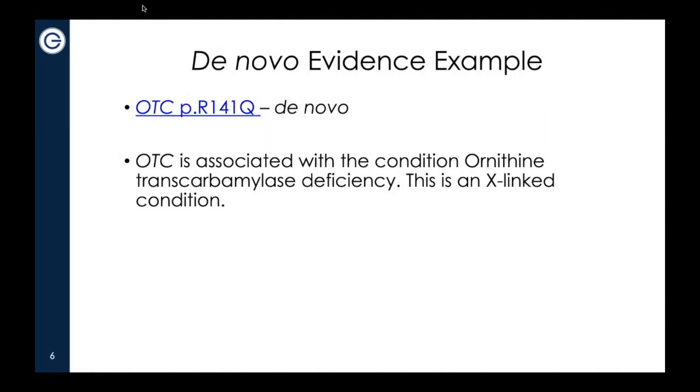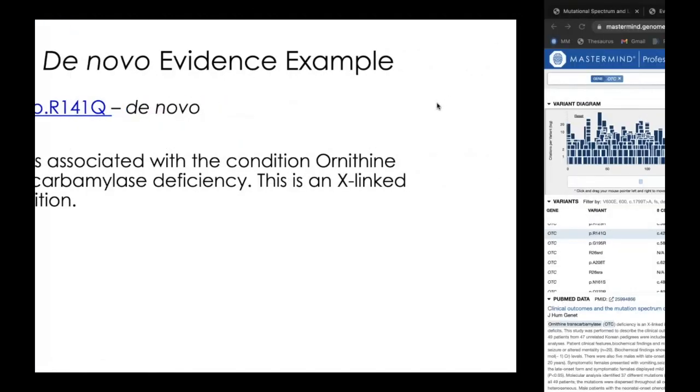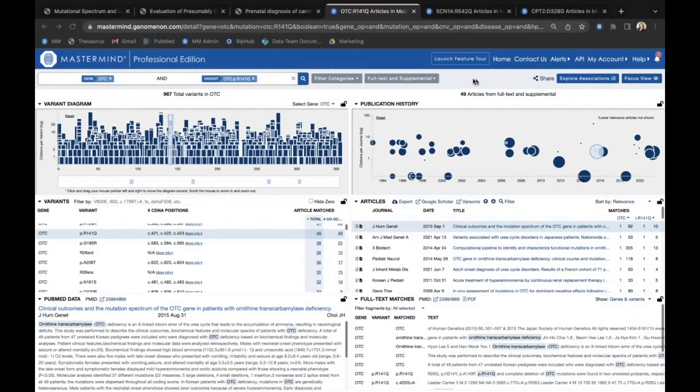So I'll use the example of OTC R141Q. OTC is associated with the condition OTC deficiency. And so I'll pull up this variant in the Mastermind interface. And before I actually get into the specifics of this example, I wanted to very quickly introduce all of the panels that exist in the user interface.